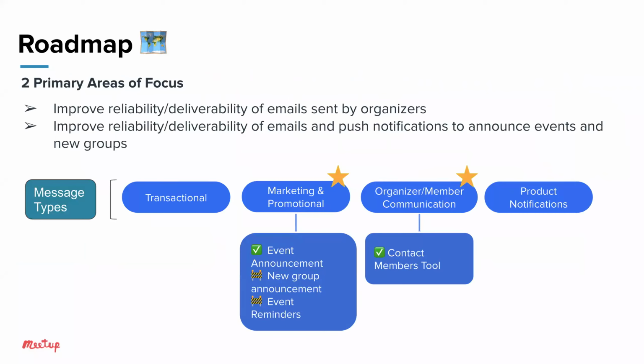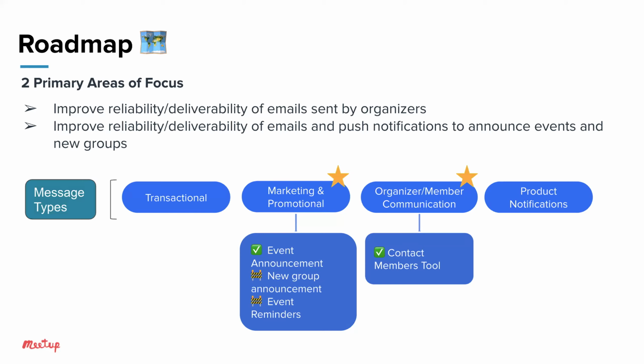As for the team's roadmap, from previous quarters and through the remainder of 2021, they're going to continue on two focus areas. They're going to improve the reliability and deliverability of emails sent by organizers to their members. And they're going to improve the reliability and deliverability of emails and push notifications to announce events and groups.